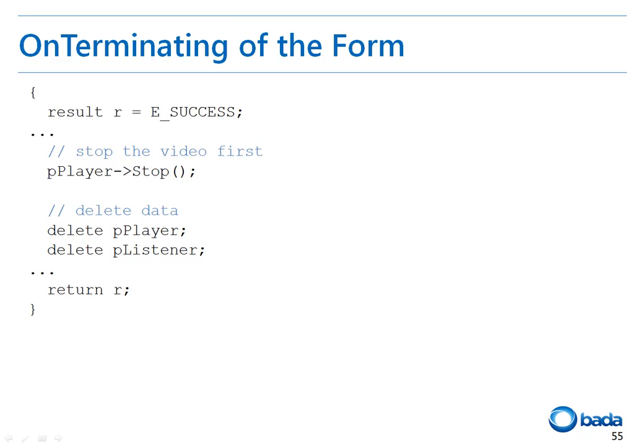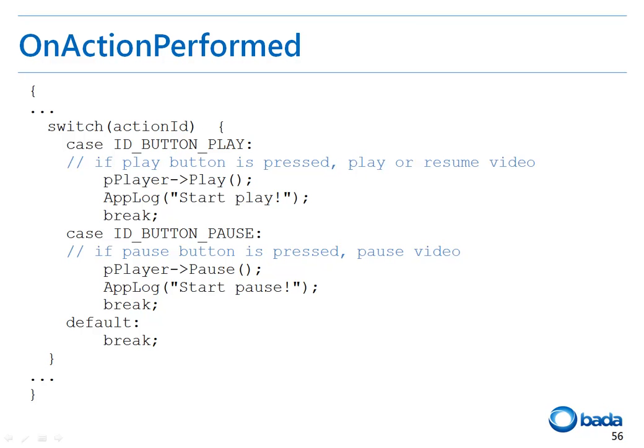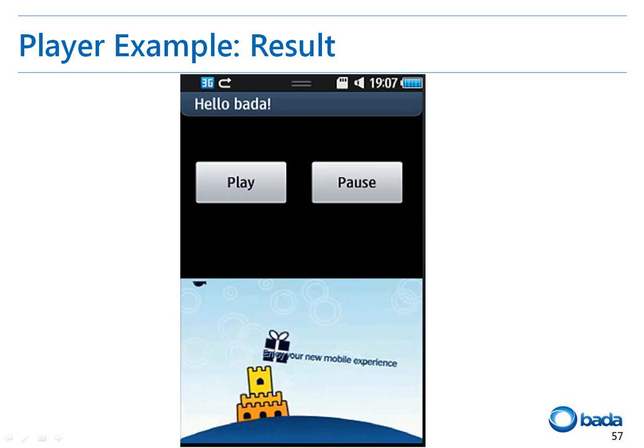This slide shows the OnTerminating function of the form. In the OnTerminating function, you have to delete all the objects you have allocated in the OnInitializing function. In this example, the player is stopped, and the player and listener objects are all deleted. Finally, in the OnActionPerformed function, if the play button is pressed, the play function of the player is called. And if the pause button is pressed, the pause function of the player is called. If you execute this code, this screen will be displayed.